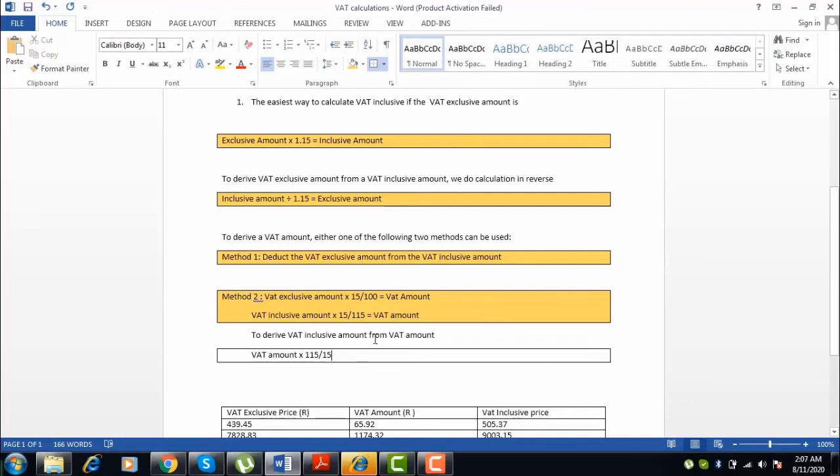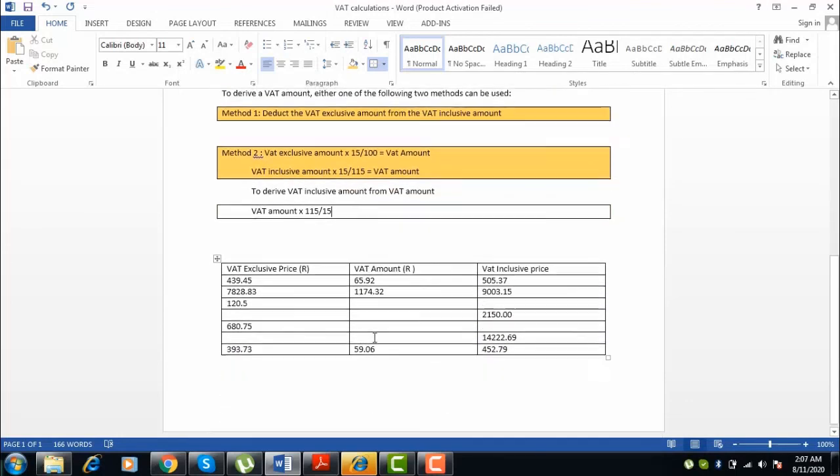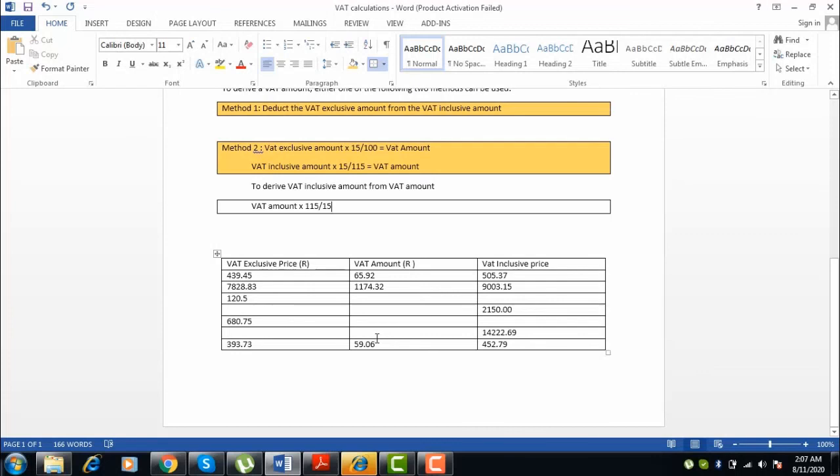Issues are about calculating VAT inclusive and VAT exclusive. This should be the least of your problems in this subject. You should be getting all your marks there. I'm sure I've enlightened, summarized and simplified this section for you.